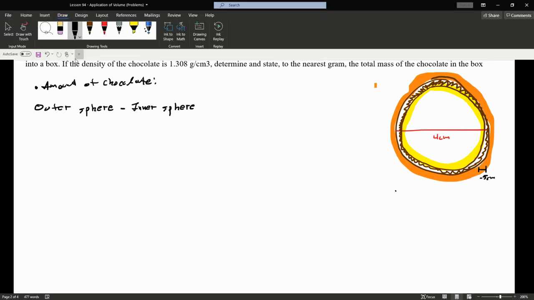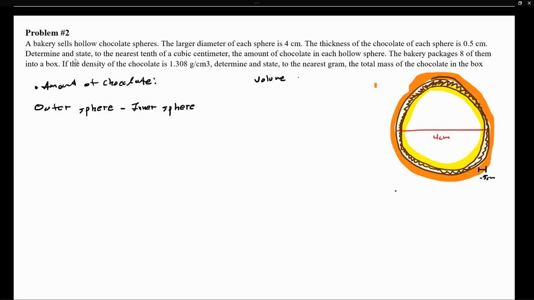So let's compute this. Now, since they're both spheres, we know that the volume of a sphere is equivalent to 4/3 pi r squared. So to compute the outer sphere, we need the radius of the outer sphere. At least I know that for the outer sphere, its diameter is 4 centimeters. So definitely the radius is going to be equivalent to half of that, which is 2. Now, let's think about the inner sphere.